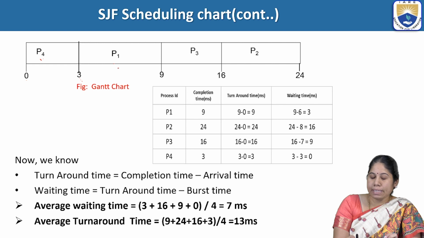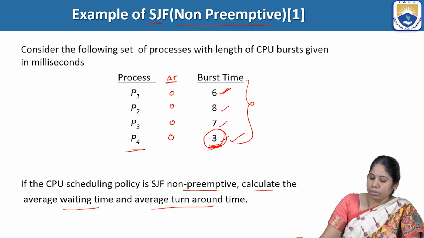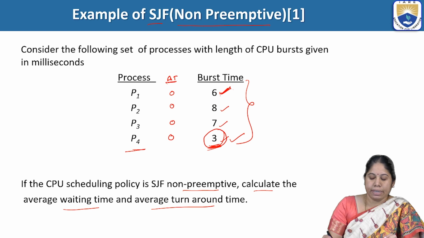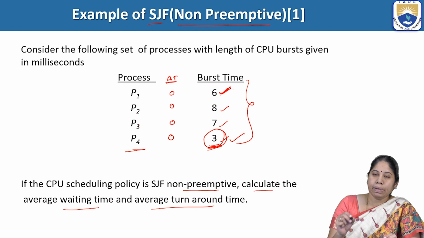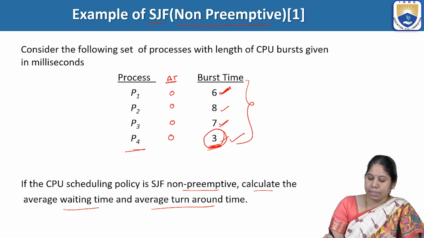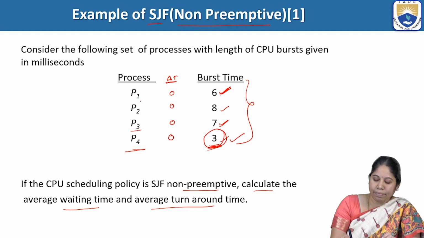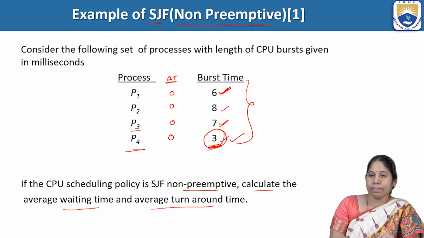So 3 plus how much time is it using the CPU? 6. 3 plus 6, 9. Right? So now P1 also completed. Now who is in the ready queue? P2 and P3 are still in the ready queue, waiting to acquire the CPU. So out of P2 and P3, who is having the smallest burst time? 7 is the smallest burst time. So after P1 completion, P3 will get a chance to acquire the CPU.